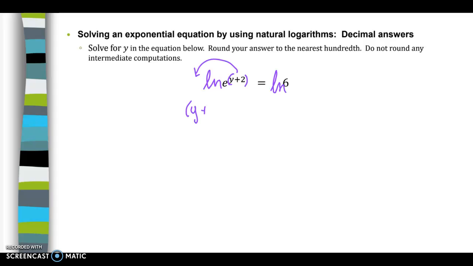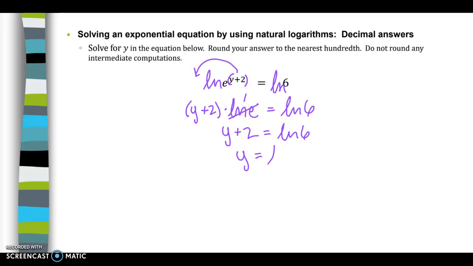So we get y plus 2 times the natural log of e equals the natural log of 6. The natural log of e is 1, so we get y plus 2 equals the natural log of 6. Now subtract 2 from both sides, and we get y equals the natural log of 6 minus 2. Now, in our calculator, we have a natural log button, and so we can take the natural log of 6 minus 2, and we'll get that y is approximately negative 0.21.